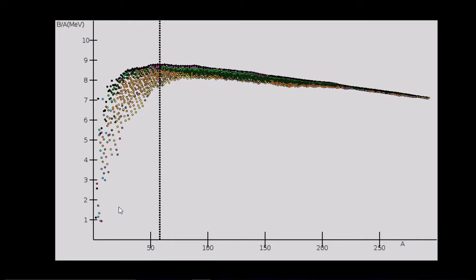Let's take a look again at the binding energy per nucleon figure. The maximum binding energy per nucleon occurs for around A is equal to 58. The curve climbs steeply as you go to the right until you get to A equals 58, and it climbs gradually as you go to the left, starting from the far right of the figure. Fusion is favored to the left of A equals 58, and fission is favored to the right of it.